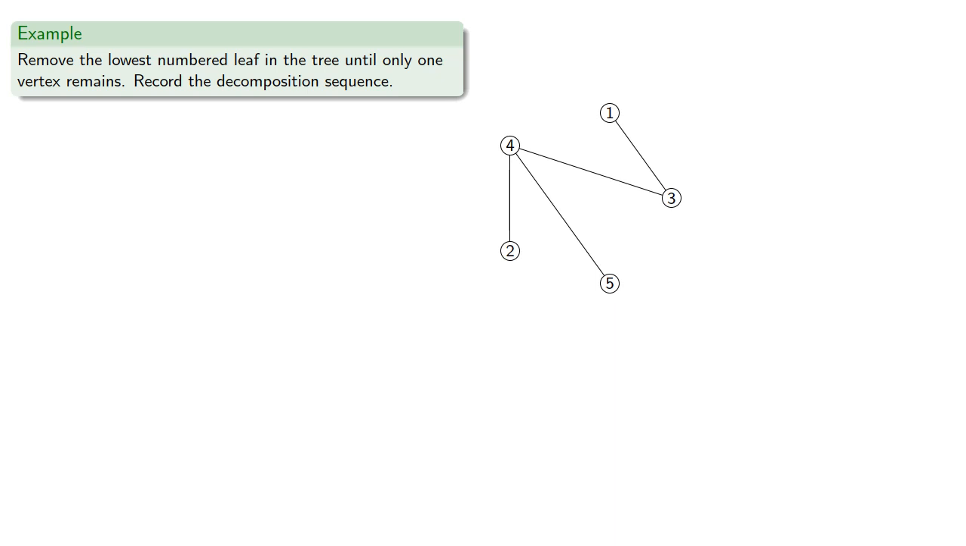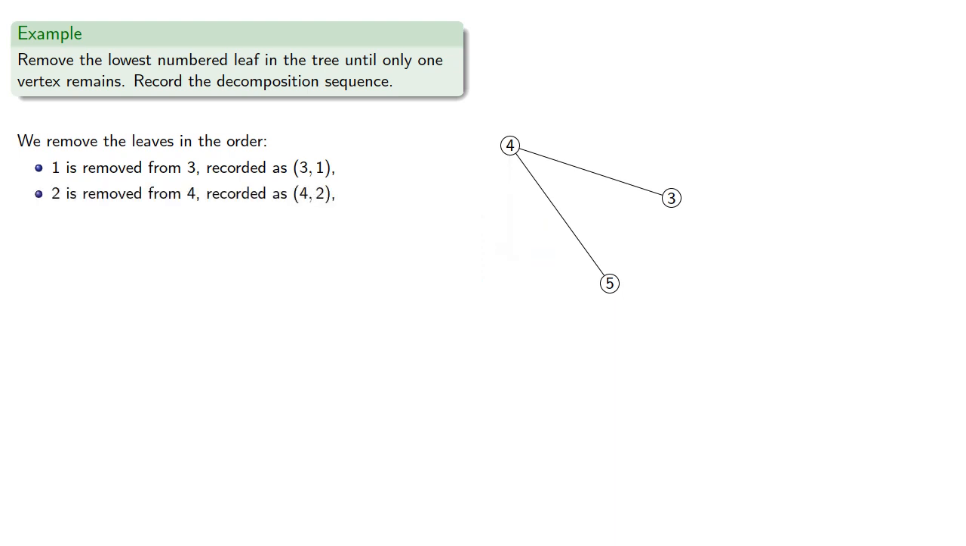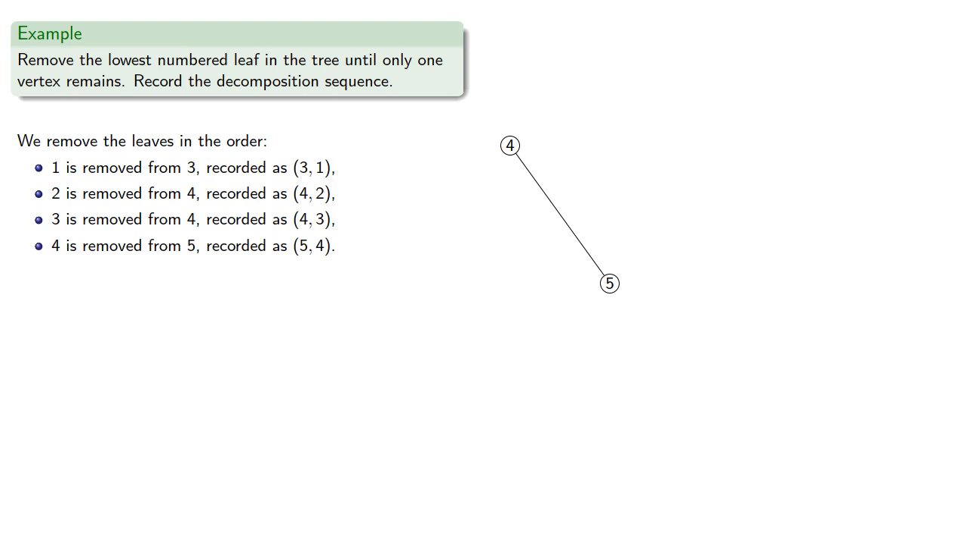So let's try that. Remember, we're looking for the lowest numbered leaf, and so the first vertex we remove is 1, is removed from 3, and we're going to record that as 3, 1. Remember, the vertex that remains is the first coordinate, while the vertex that was removed is the second. So now, we look for the lowest numbered vertex, which is 2, which we've removed from 4, recording this as 4, 2. Next, our lowest numbered vertex is 3, which we've removed from 4, giving us 4, 3. And finally, 4 is removed from 5, recorded as 5, 4. And this gives us the decomposition sequence.